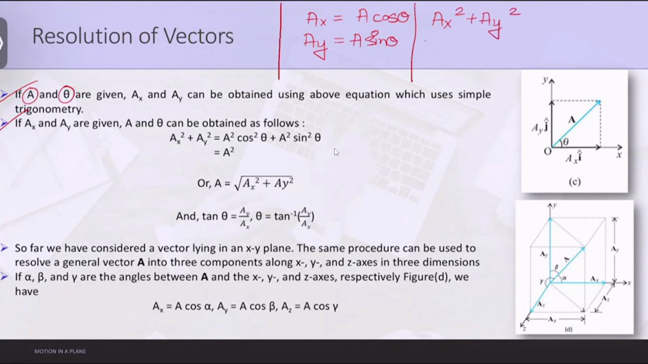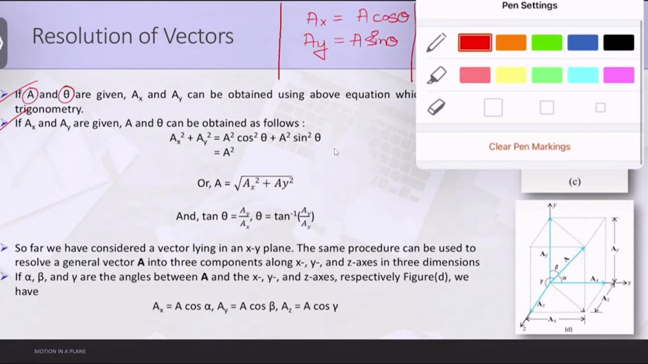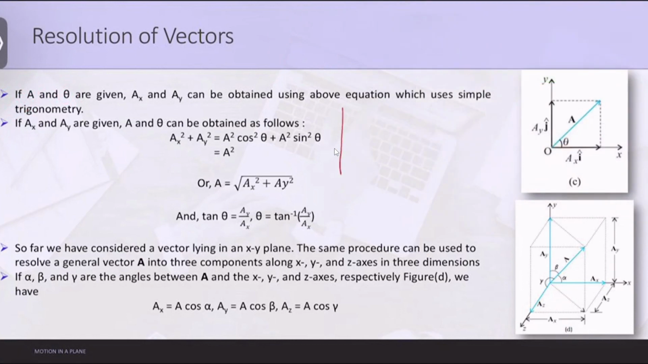So this will be equal to nothing but A square cos square theta plus A square sin square theta. If you take A square common from it, we will get sin square theta plus cos square theta. What is sin square theta plus cos square theta? It is always 1. It is A square into 1, which is equal to A square. So this is the first relation which we got: the summation of the two components squared is equal to the magnitude of vector squared.